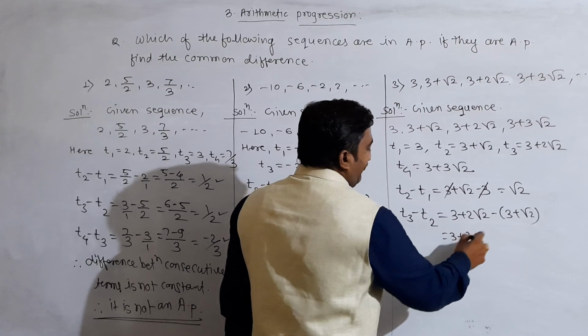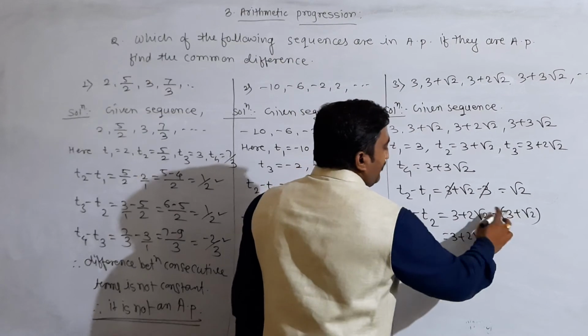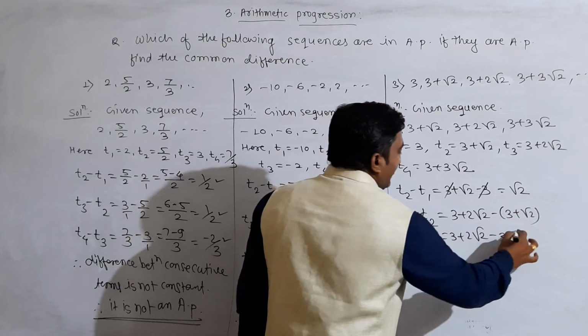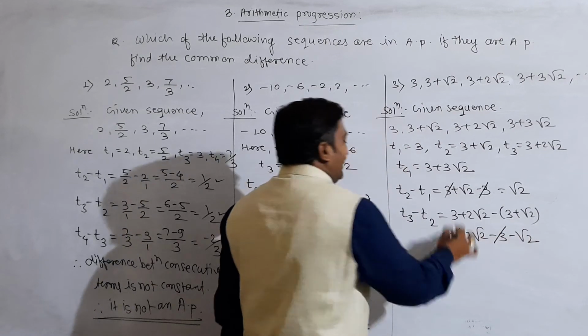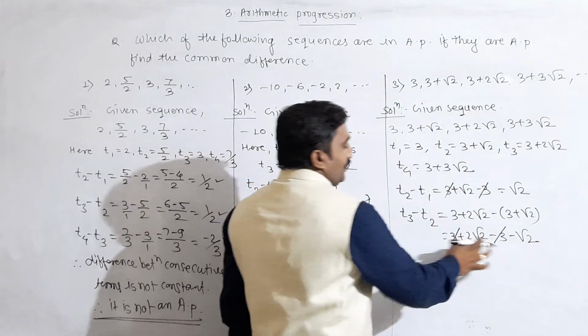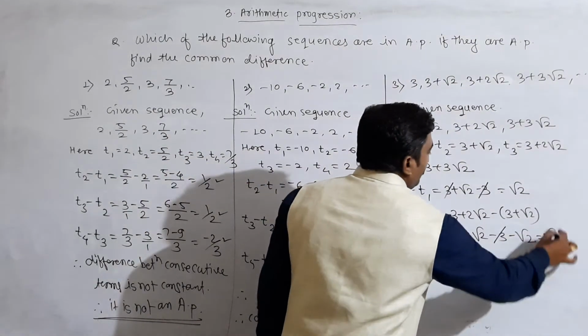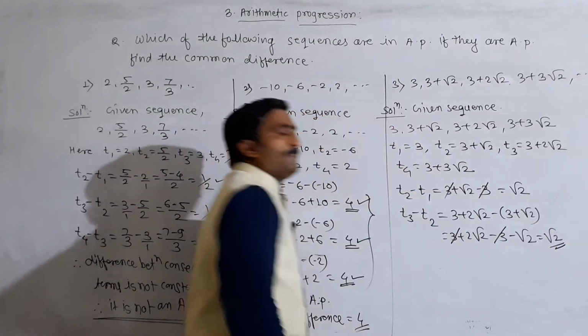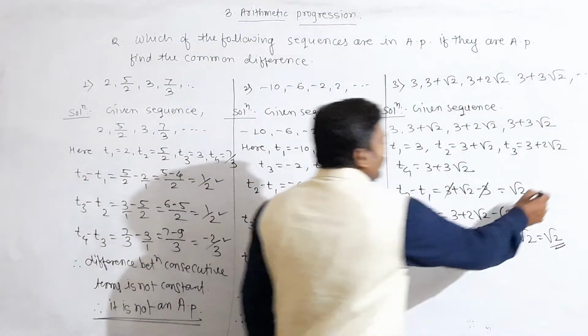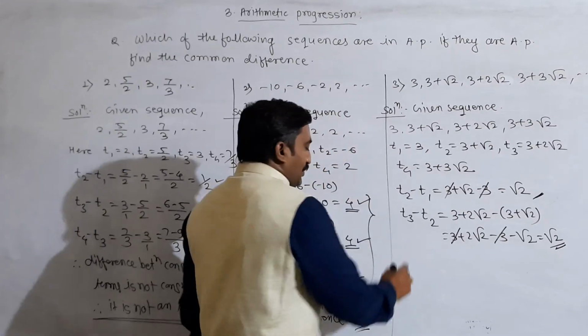Then T3 minus T2, 3 plus 2 root 2 minus, 3 plus root 2. Here this plus 3 minus 3 gets cancelled. 2 root 2 minus root 2 remains root 2. Here first difference is root 2, second difference is root 2.